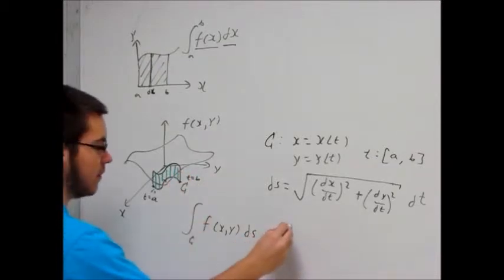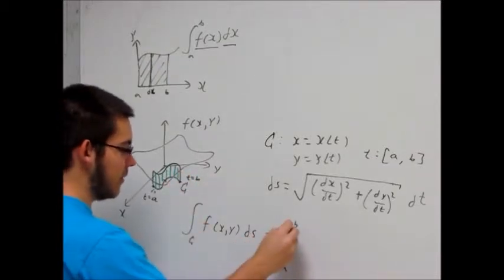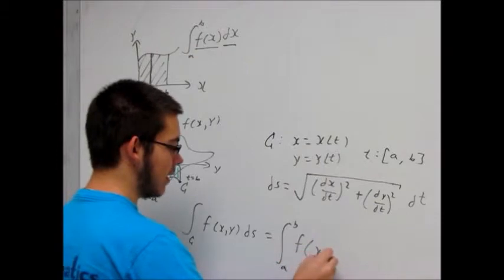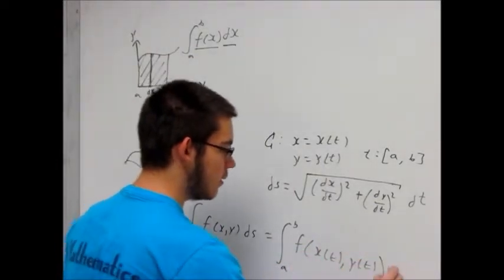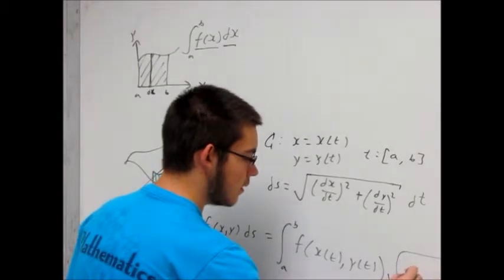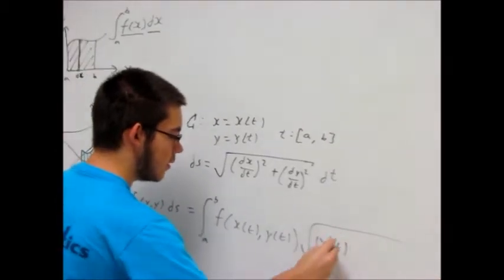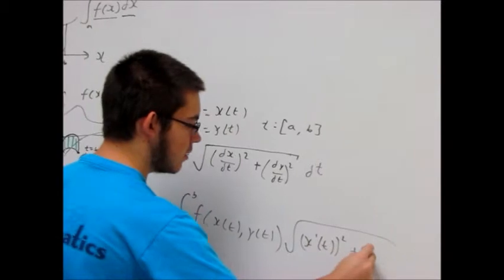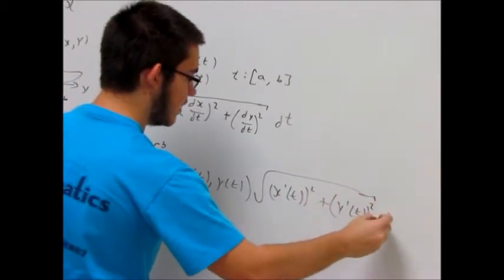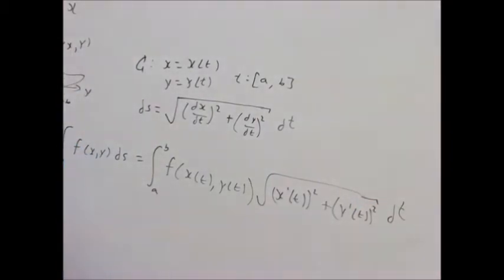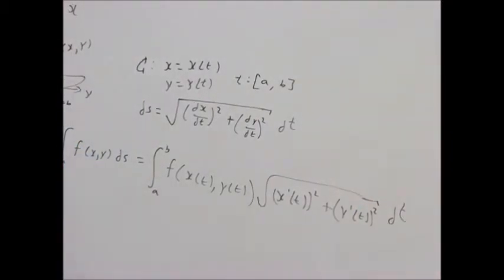So this will become the integral from a to b of f of x of t, y of t, times the square root of x prime of t squared plus y prime of t squared, dt. Now everything is in terms of t, and you can solve it like a regular integral.